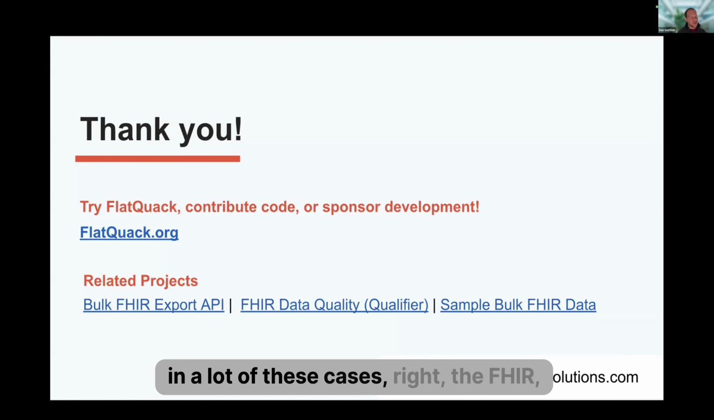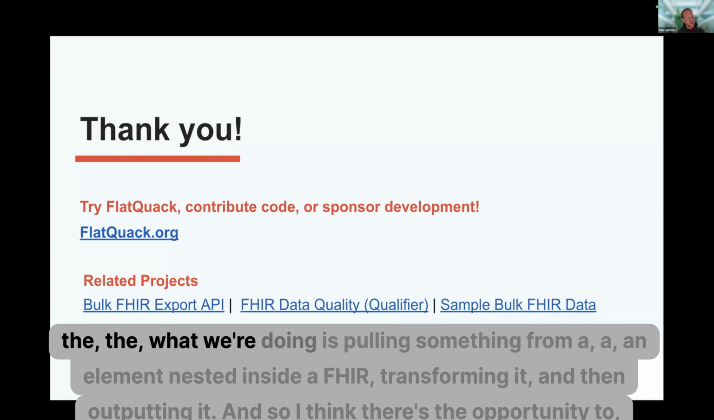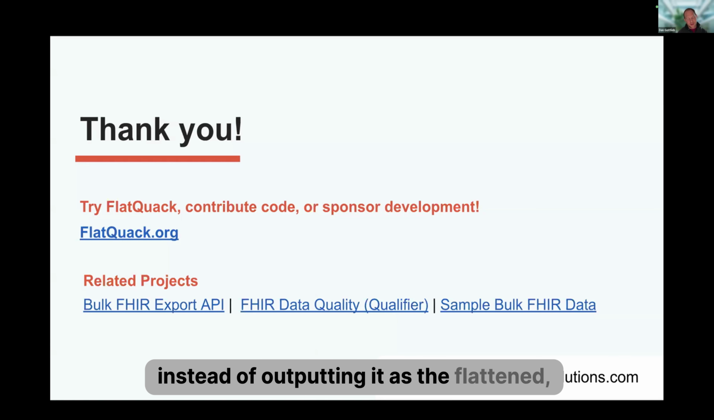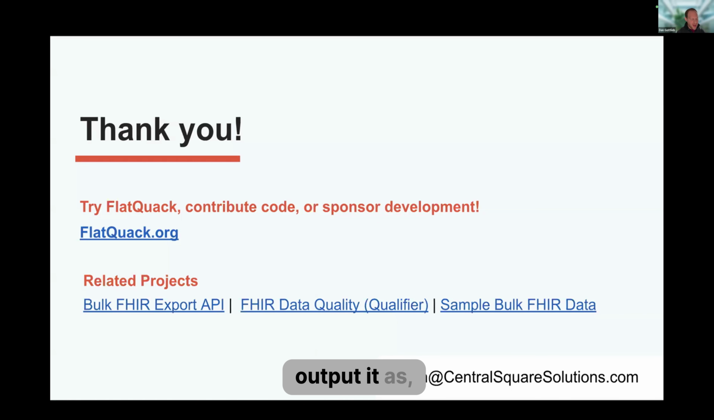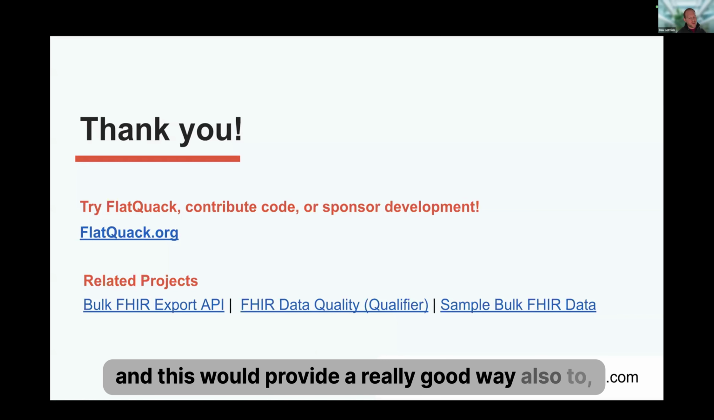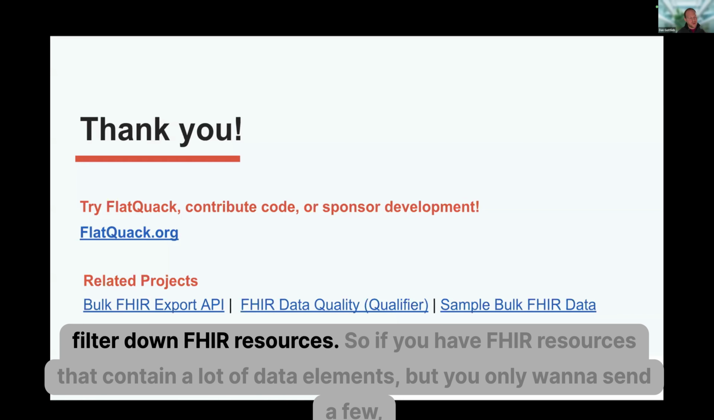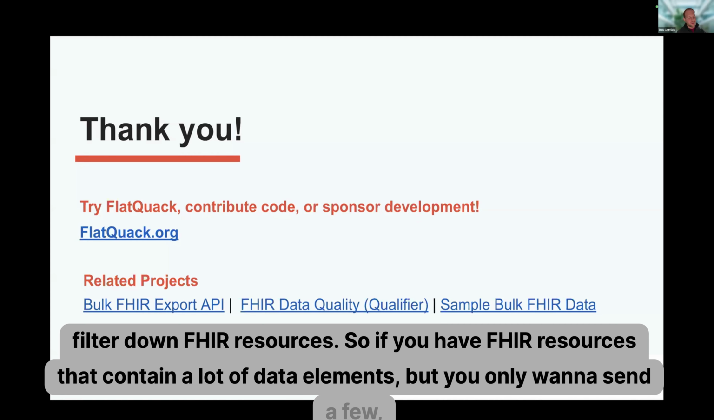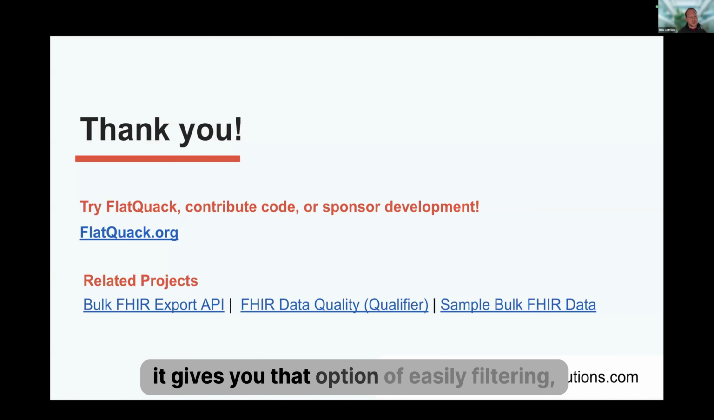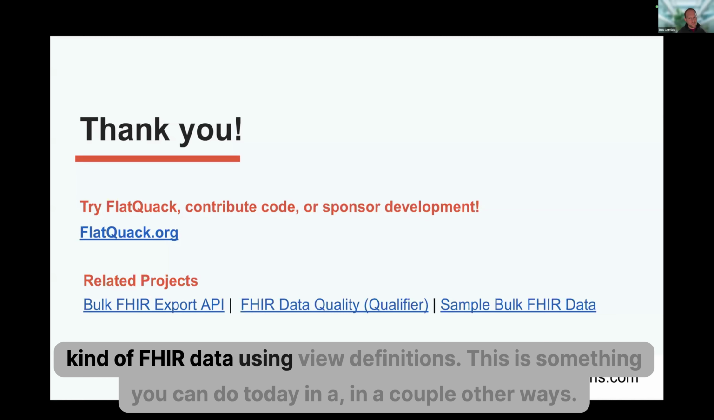In a lot of these cases, what we're doing is pulling something from an element nested inside a FHIR resource, transforming it, and then outputting it. So I think there's the opportunity to, instead of outputting it as the flattened item, output it as if it was still in that FHIR hierarchy. This would also provide a really good way to filter down FHIR resources. If you have FHIR resources that contain a lot of data elements, but you only want to send a few data elements to a partner or upload them to a data warehouse, it gives you that option of easily filtering FHIR data using view definitions.